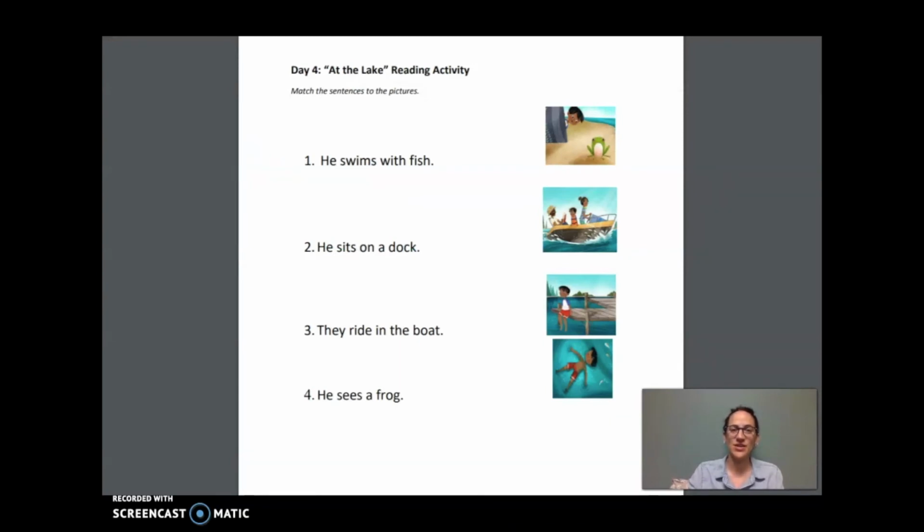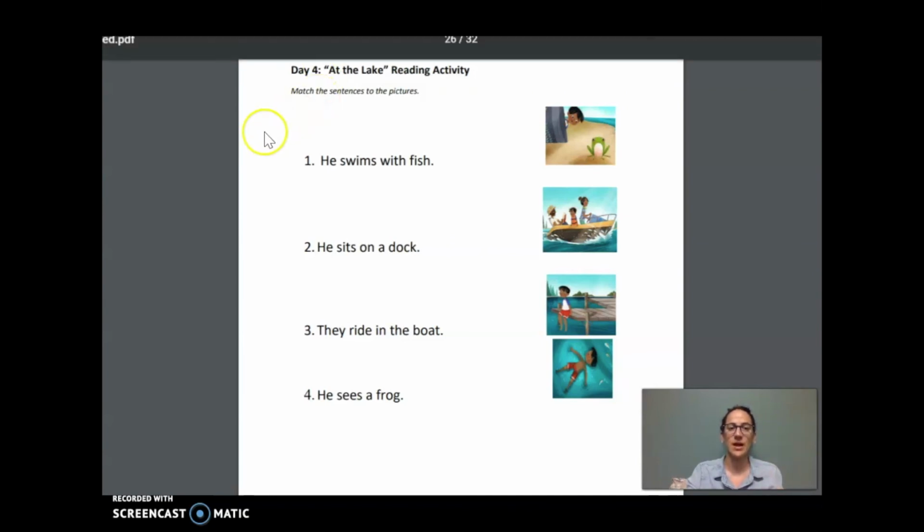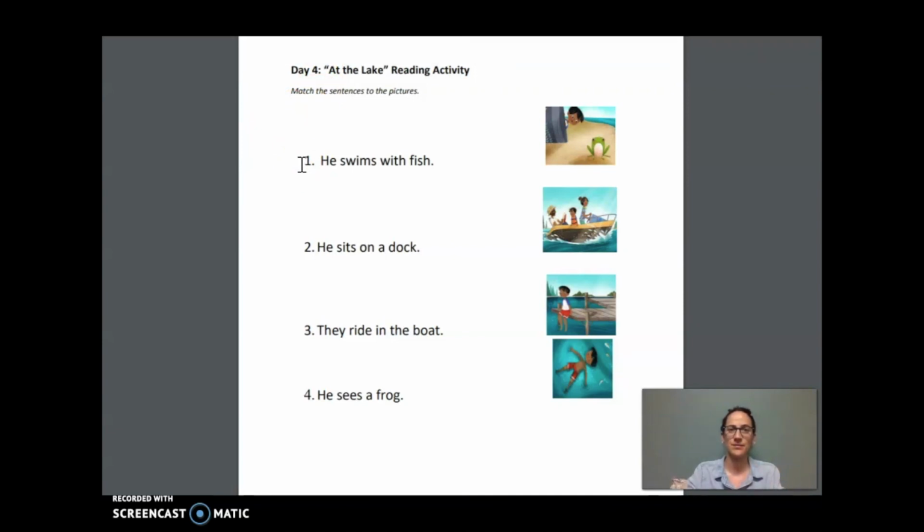Now to finish, let's find some sentences and the pictures that match using our new words. I want you to read it first, then we'll read it. I'll read it, find the picture, and read it together. Number 1, you read it. My turn. He swims with fish. Look at the picture. Which one? Yes, here I can see the fish.